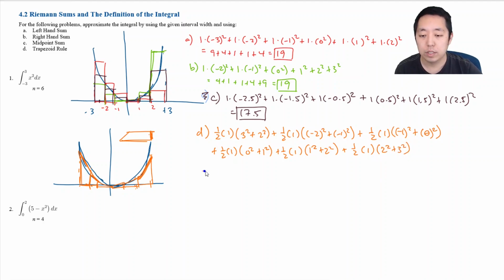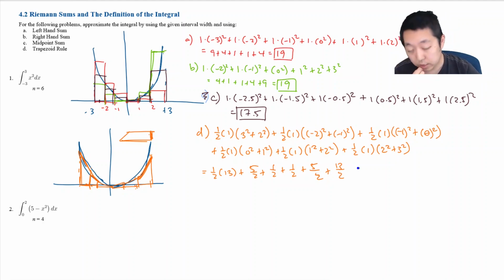Okay, so this is 1/2 times 9 plus 4, which is 13. 4 plus 1 is 5, so that's 5 halves. That is just 1/2, 1/2, 5 halves, and 13 halves. So 13 plus 5, 18, 19. 19 times 2 divided by 2 is just 19, so this is going to be 19.